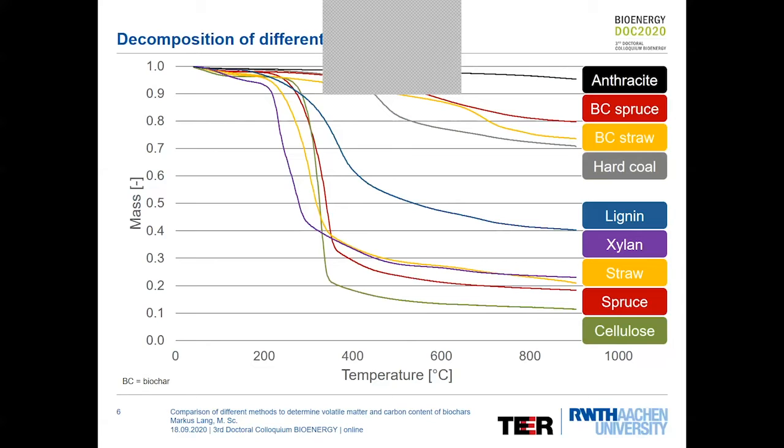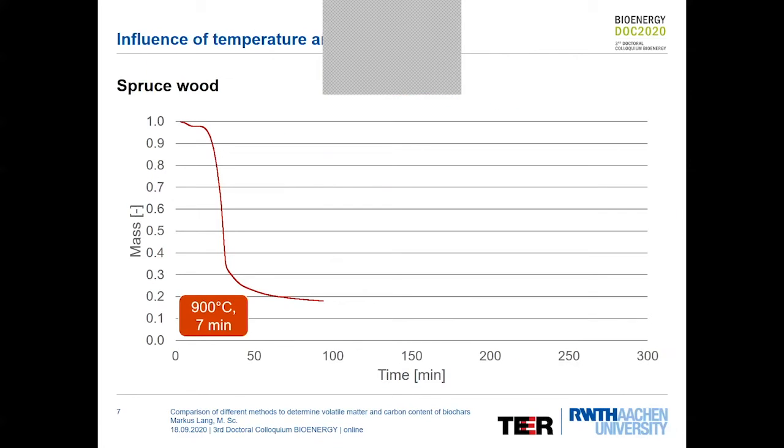So now we come to our first results. We adjusted the standard determination method in the muffle furnace for the TGA. So we put our sample for 7 minutes at 900 degrees under nitrogen in the TGA, of course with the heating phase. And there you can see the decomposition, in this case of spruce wood.